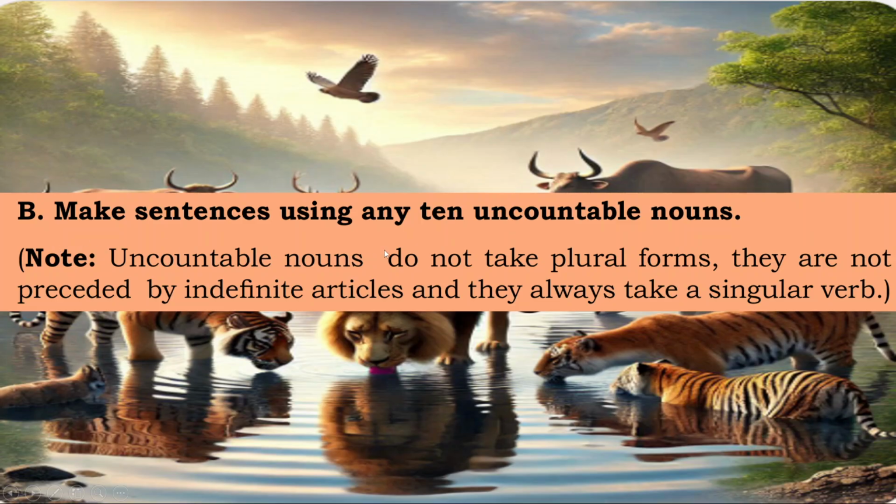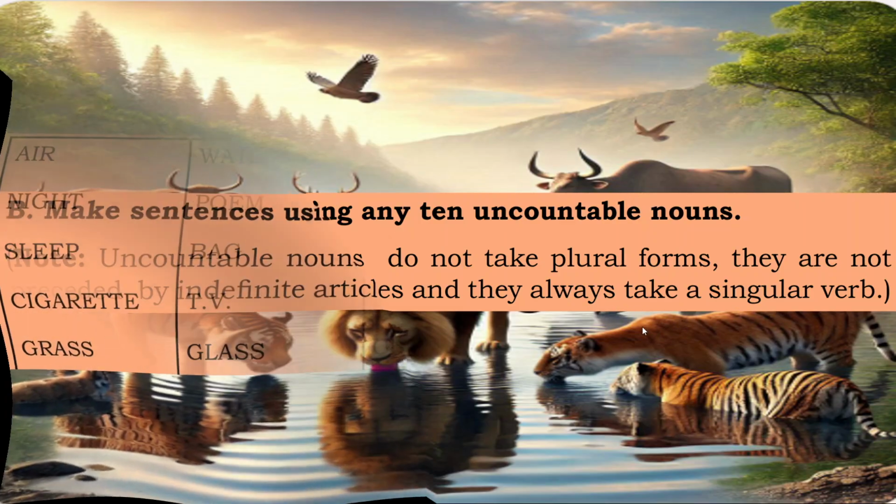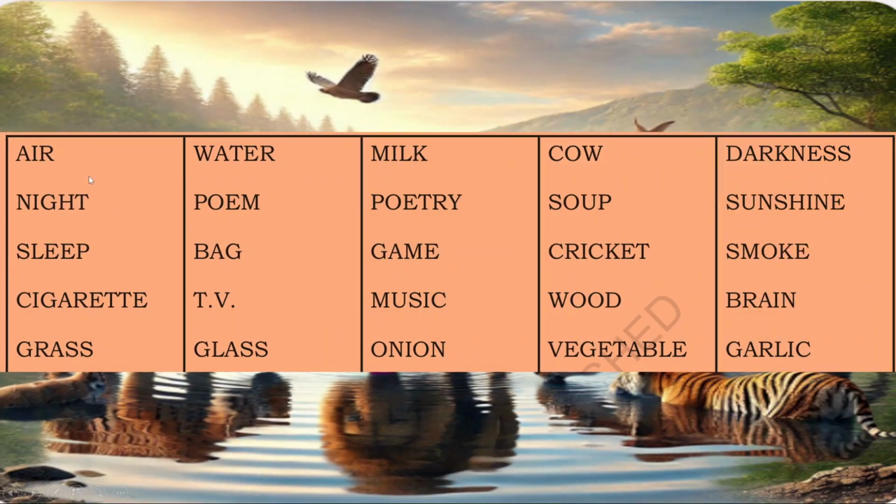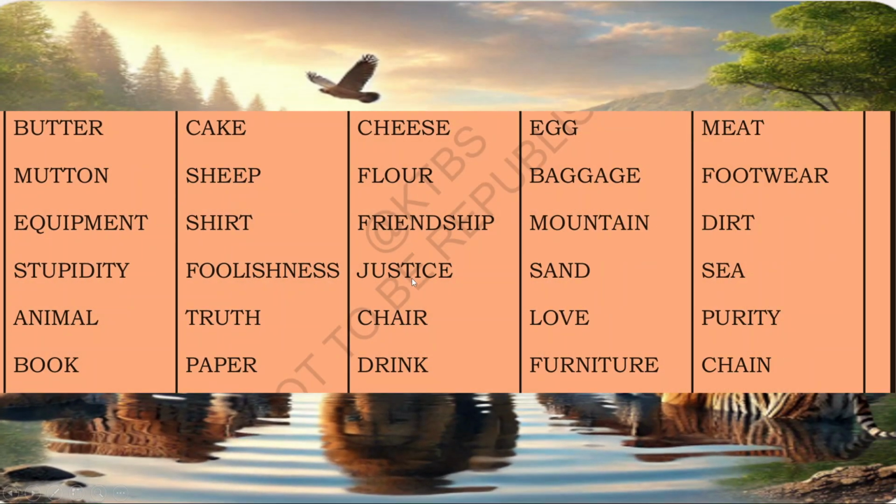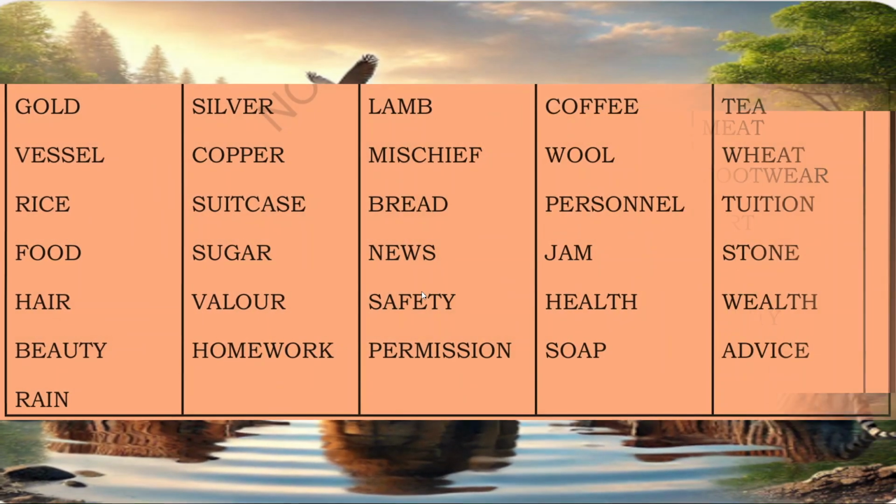B. Make sentences using any 10 uncountable nouns. Uncountable nouns do not take a plural form. They are not preceded by the indefinite articles, and they always take a singular verb. Air, night, sleep, cigarette, grass, water, poem. For those words only, we put countable and uncountable. This list is given here. Answers I have already given to you.